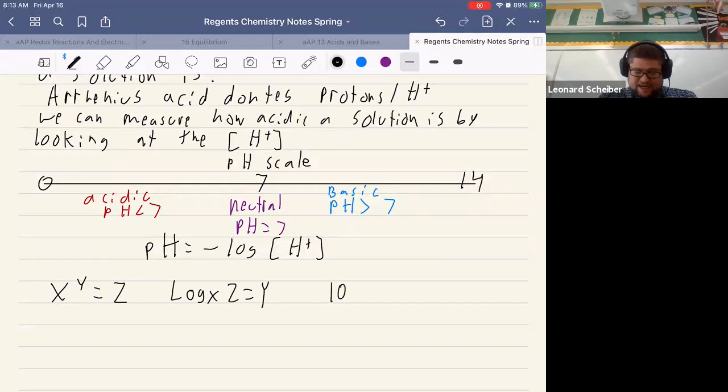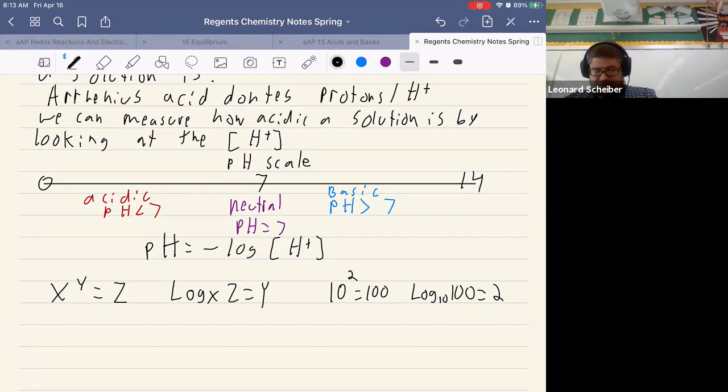We know that 10 to the second equals 100. So log base 10 of 100 equals 2. That's how a logarithm works. What it's saying is, what power of this base will give you that number? 2. Let's look at some examples.